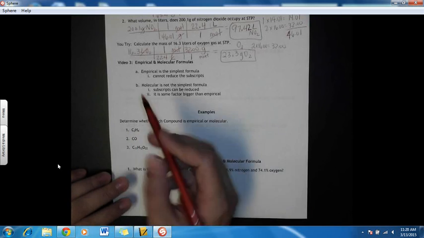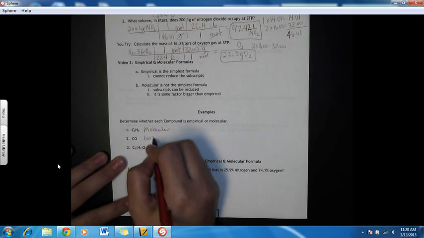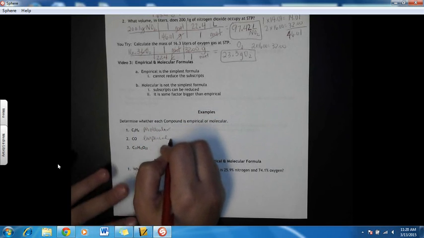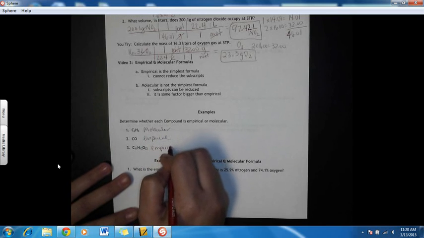So this one, C2H4, 2 and 4 can be divided by 2, and so this is a molecular formula because it can be reduced. 1 and 1 is the simplest ratio, and so that's empirical. Okay. 11, 12, and 22, that too is the simplest ratio of those numbers, and so that is an empirical formula.